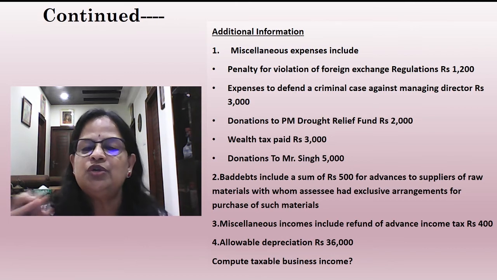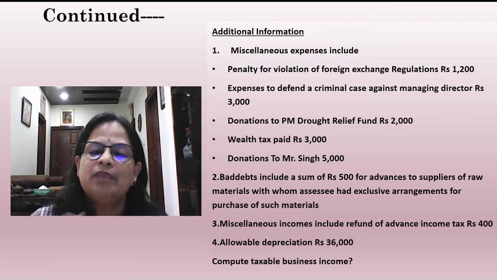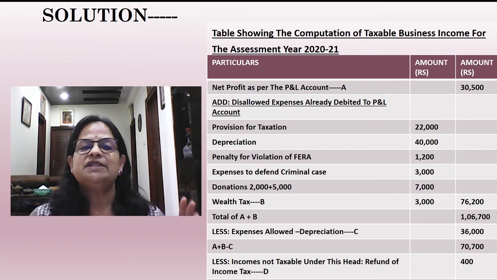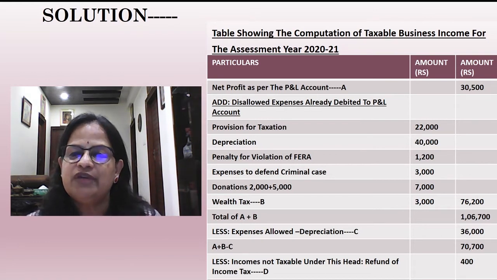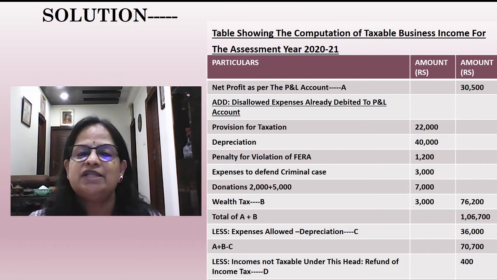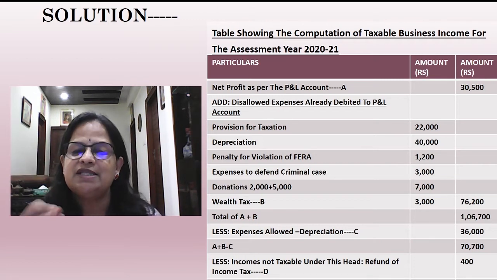Allowable depreciation: I told you always the actual depreciation allowed will be in the additional information. So compute taxable business income. Now the table showing the computation of taxable business income for the assessment year 2021. Always it should be in table format. Net profit we are starting with is 30,500, as given in the profit and loss account. Now add disallowed expenses already debited to profit and loss account. Provision for taxation not allowed. Depreciation 40,000. Actual depreciation given in the additional information is 36,000. That we will adjust as the next step. Now penalty for violation of FERA not allowed.